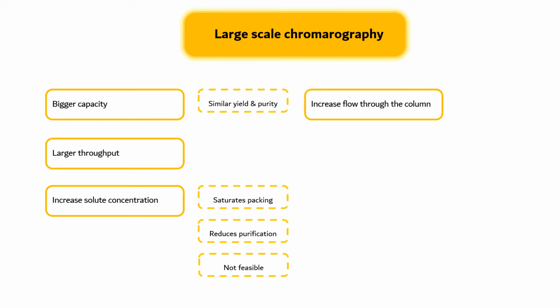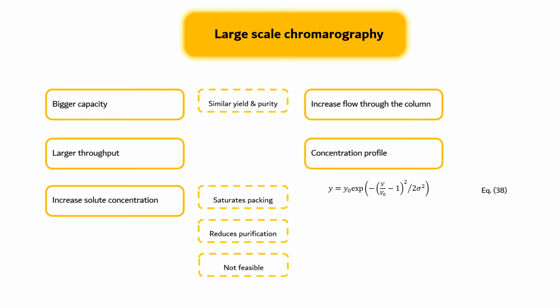Maintaining the purification requires that the concentration profiles of each solute cannot be dramatically altered, which can be expressed by equation 38. Thus, the concentration Y is a function of three parameters: Y0, V per V0, and sigma. If these three parameters are unchanged, the concentration profile will be unchanged. The maximum concentration Y0 is largely fixed by the inlet concentration. The ratio of volume V per V0, or alternatively the ratio of times, is easily kept constant. If the bed is twice as long, the velocity in the bed is just twice as fast.